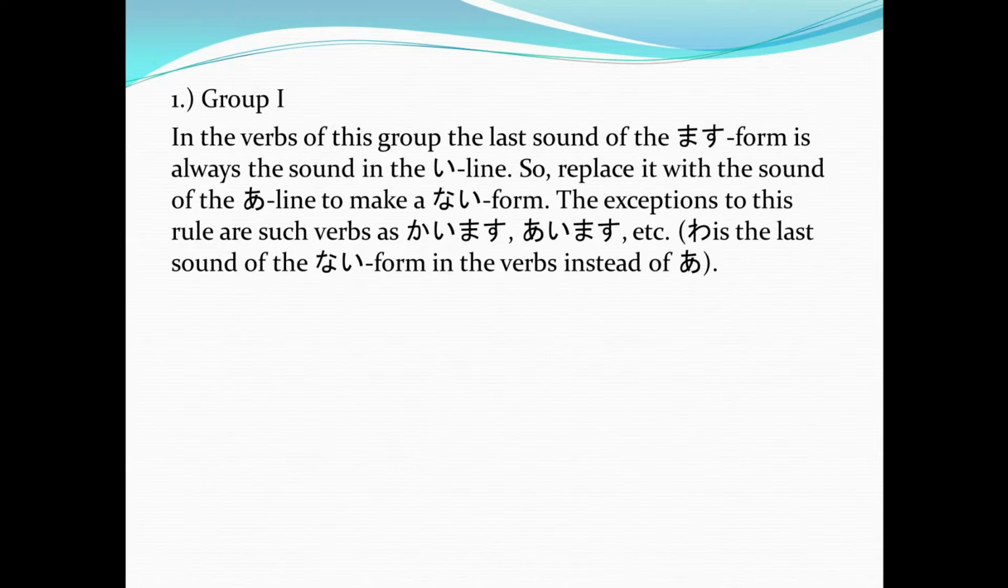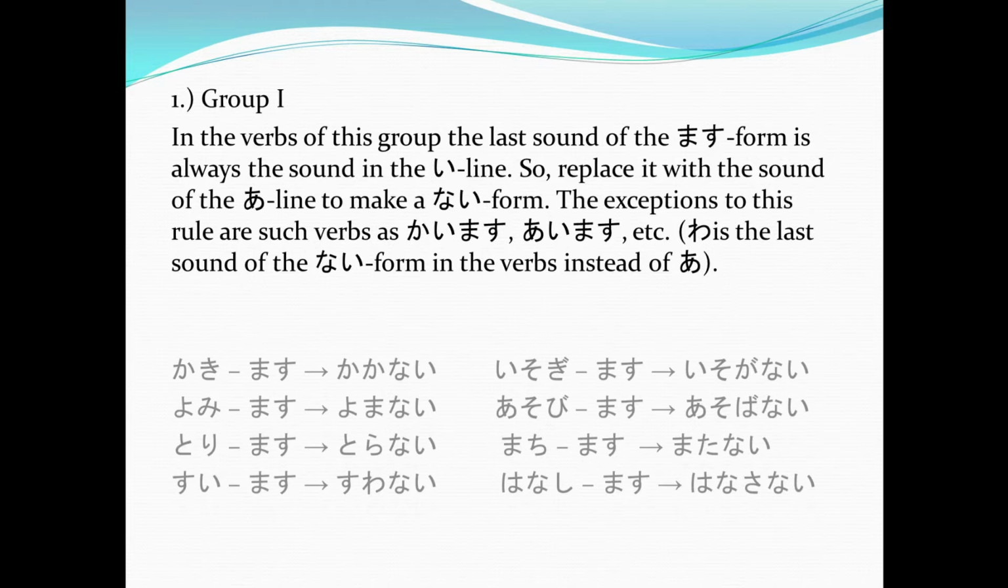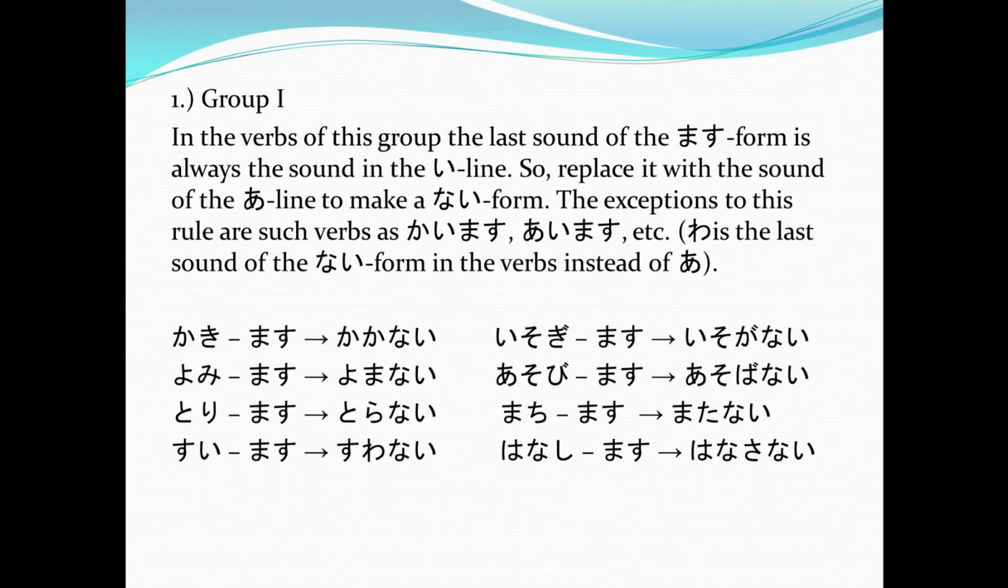Okay, so for you to better understand how to change group 1 into the nai form, let's take a look at our examples. The first one, we have kakimasu, or to write. The last sound before the masu is ki, and then you change that into its counterpart in the A line, which is ka, and then add nai. So kakimasu will be kakanai. Wakarimashita ka?